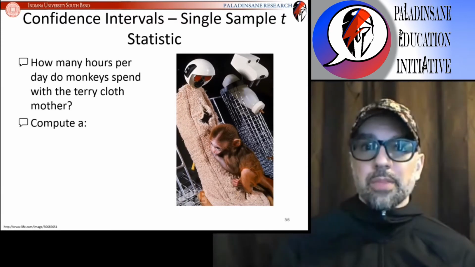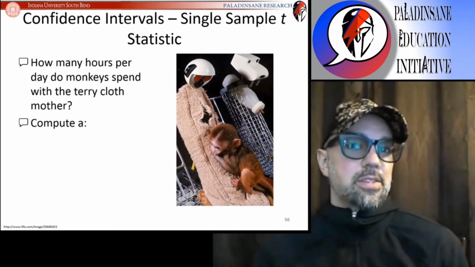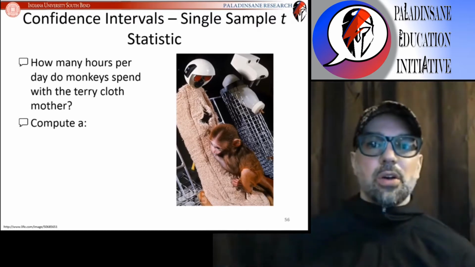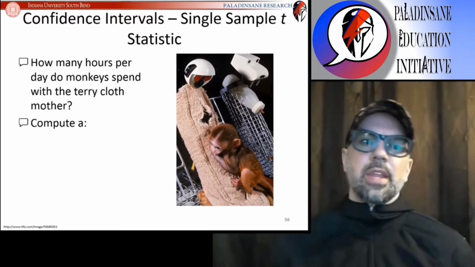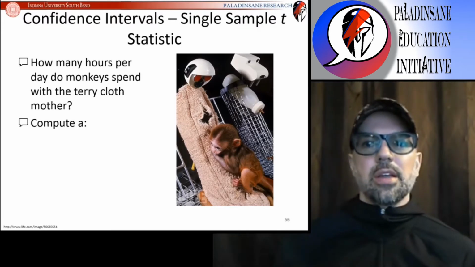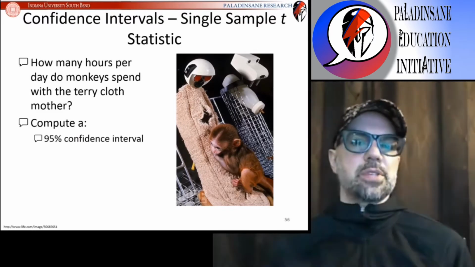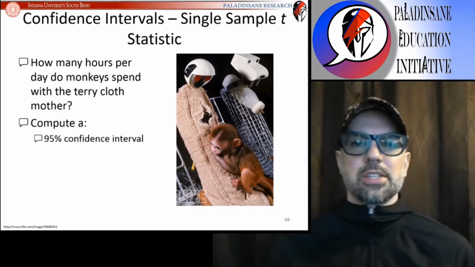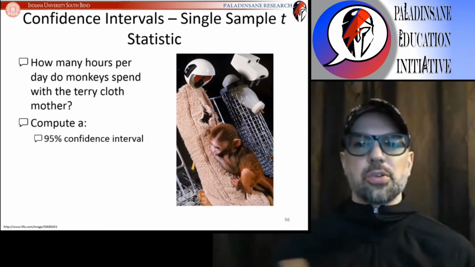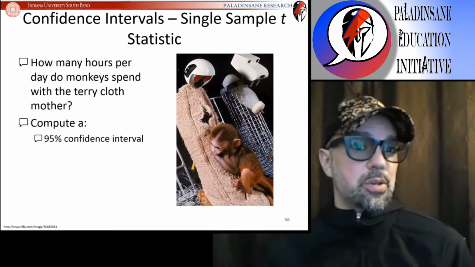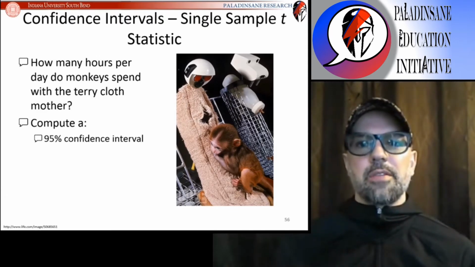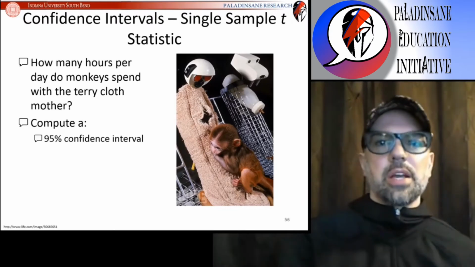Different people need different levels of confidence in order to make their decisions. So somebody might say, you know what, I want to make sure that all the monkeys have access to surrogate mothers, but I only need 95% confidence in order to make my decision. I don't need to be 100% sure. You can never be 100% sure, by the way, but they need 95% confidence because they're erring on the side of the monkeys.